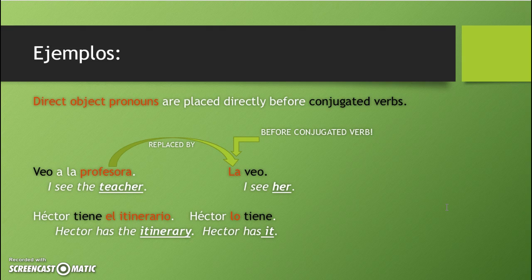I see her. Otro ejemplo, Hector tiene el itinerario. Hector lo tiene. This time I'm working with el itinerario. Masculine singular noun. So since that is masculine and singular, I'm going to use my masculine singular direct object pronoun lo. Hector lo tiene. Hector has it. Muy bien.